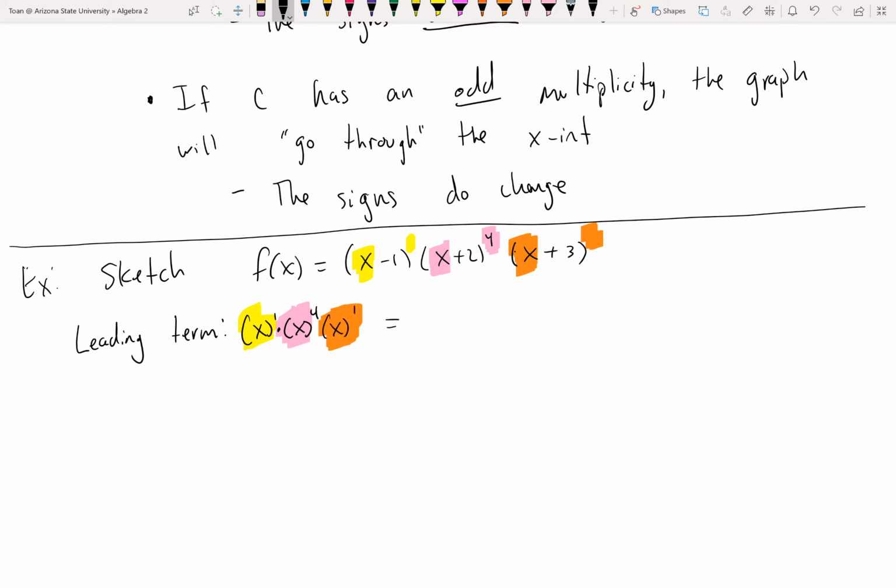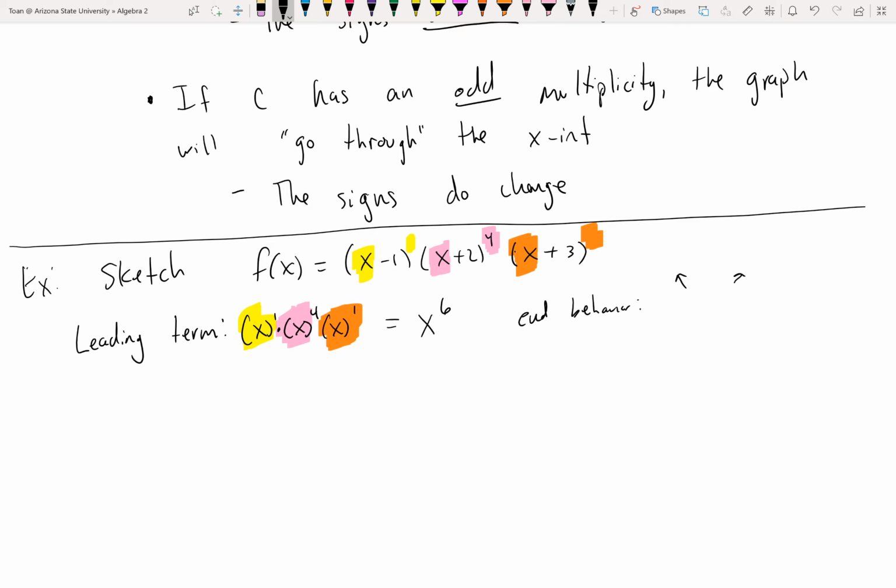So when you are interested in only the leading term, you really don't have to do all the foiling. You just multiply out the first pieces. So you have x to the 1st times x to the 4th times x to the 1st. That gives us x to the 6th. Notice the degree is even, and the leading coefficient is positive. So I know that my end behavior should be up and up.